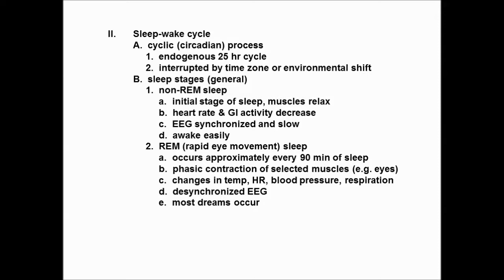REM sleep, in contrast, occurs a little deeper into the sleep process, and they call it REM because if you look at a patient's eye in that stage of sleep, there's some rapid eye movement going on. Normally in a normal sleep cycle, it occurs about every hour and a half, and not only can the eye muscles move physically, but also other muscles.